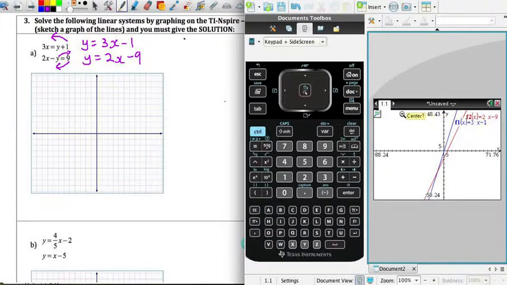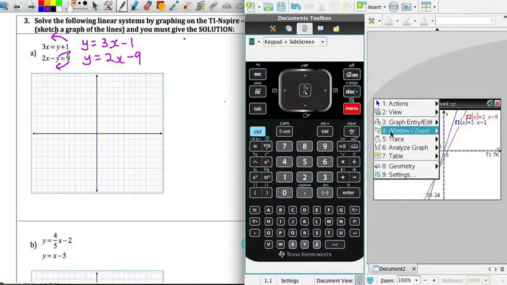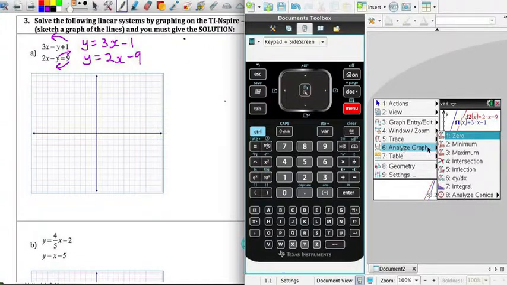I'm going to go back into the menu, and what I want to do is analyze the graph, and from the analyze menu I want the intersection.